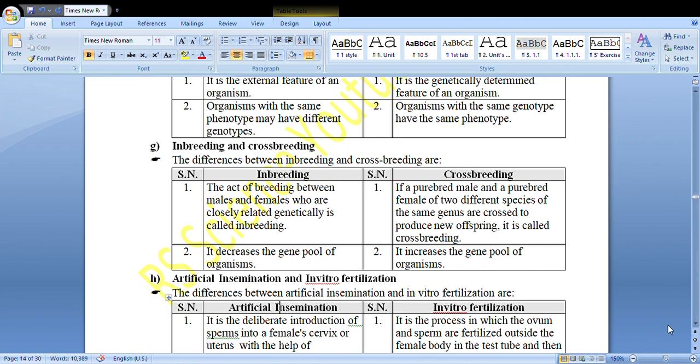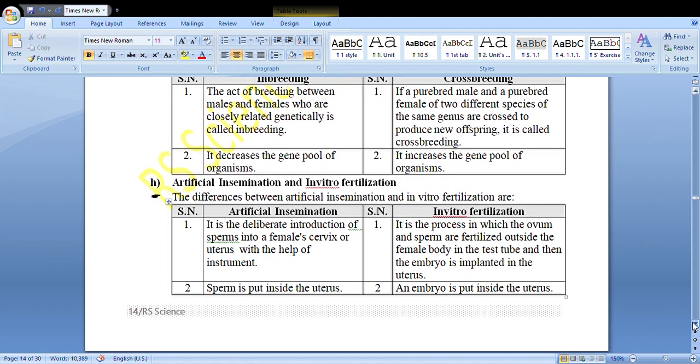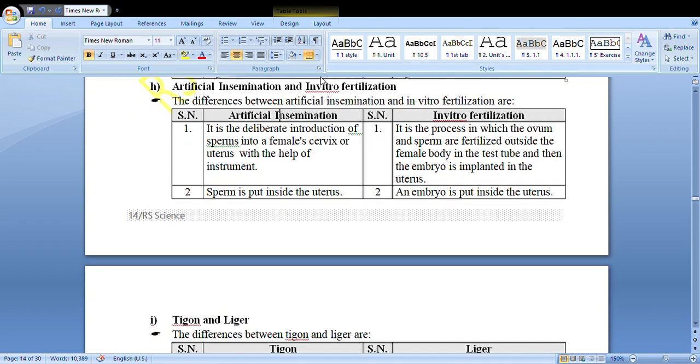Artificial insemination is the deliberate introduction of sperms into a female cervix or uterus with the help of an instrument. In vitro fertilization is the process in which ovum and sperm are fertilized outside the female body in a test tube and then the embryo is implanted in the uterus. In artificial insemination, sperm is put inside the uterus, and in in vitro fertilization, the embryo is put inside the uterus.